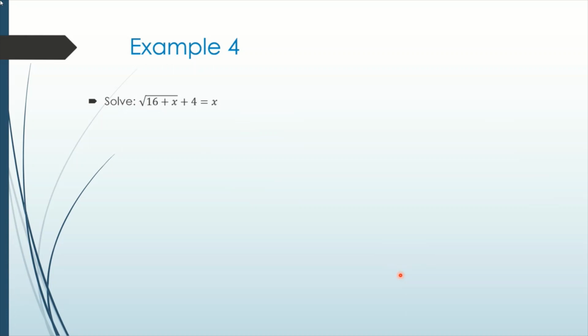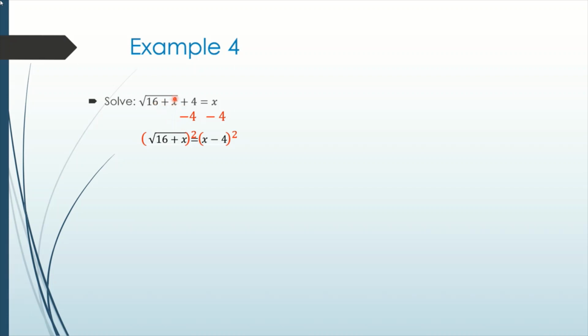All right, let's look at another example, and this one's a little bit harder, but it's very similar. We're going to isolate the square root, so that means we have to get rid of this plus 4.